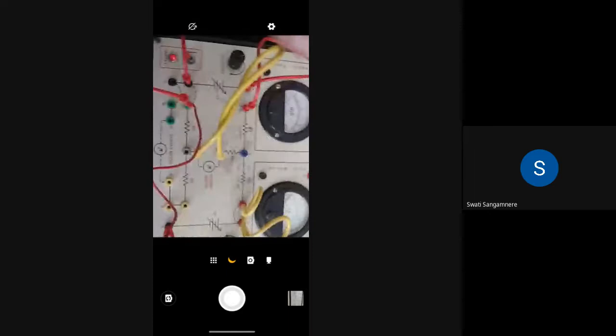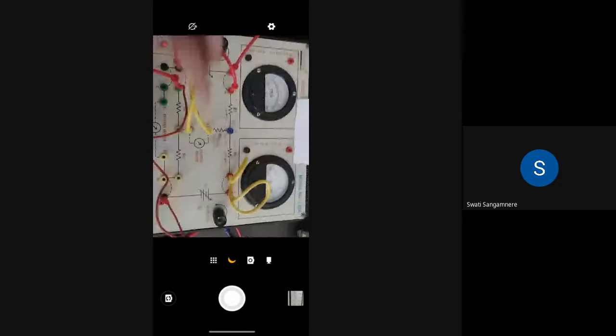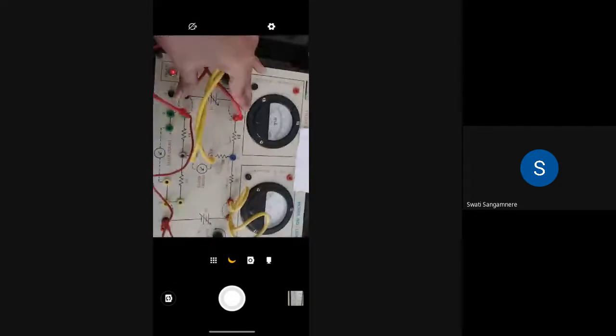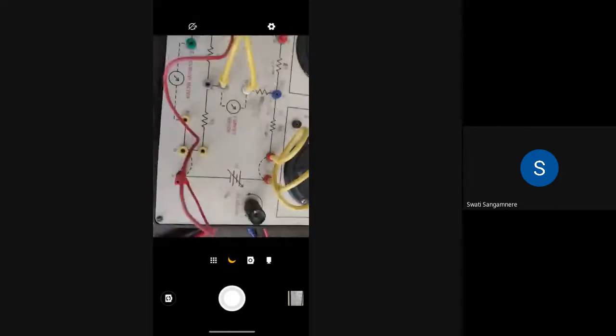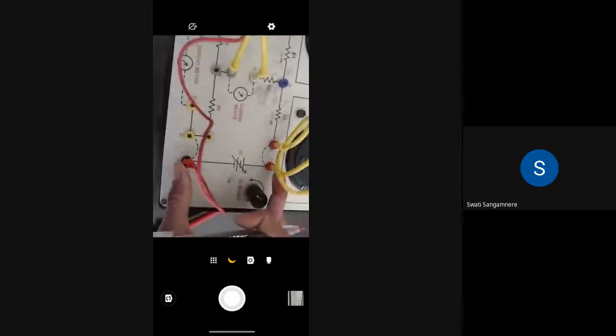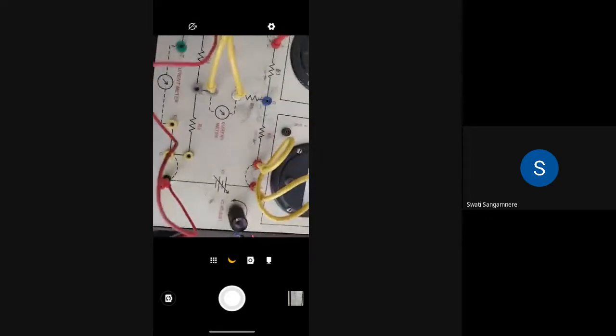See, this is the node VA, this is the node VB, and this is the node VC. Here the voltage is 5 volts, so VA, that is the first node voltage, is also 5 volts. You can write down in the observation table that the VA reading is 5 volts. Then the second voltage source V2 is adjusted to 5 volts, and this is the node VC. So the voltage of the third node, VC, is 5 volts.